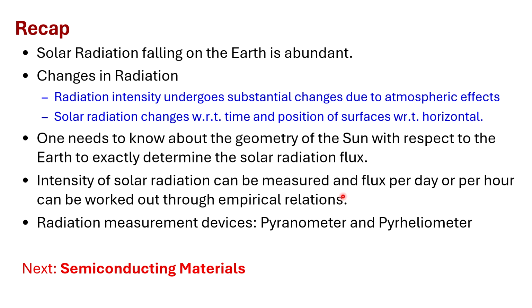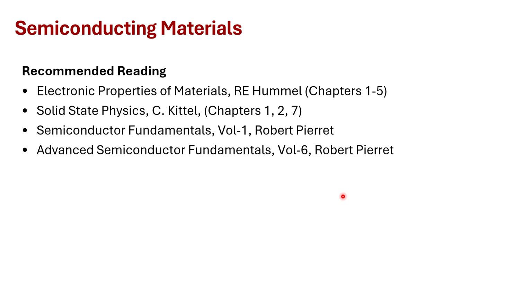So next our discussion will be on semiconducting materials, the materials which form the backbone of solar photovoltaic devices. For semiconducting materials, I would like you to understand the basics of solid state physics. We will cover that aspect in a very fast forward manner, but if you wanted to build your knowledge in the area, then I would recommend these books: Electronic Properties of Materials by R.E. Hummel, especially chapters 1 to 5, Solid State Physics by Charles Kittel, especially chapters 1, 2 and 7, Semiconductor Fundamentals, volume 1 by Robert Pierret, and Advanced Semiconductor Fundamentals by Robert Pierret, this is volume 6.